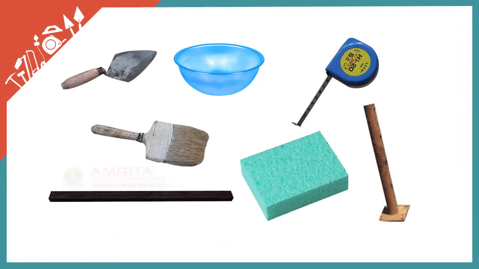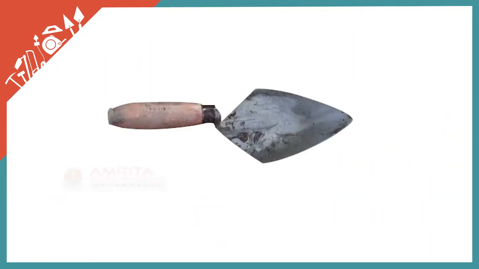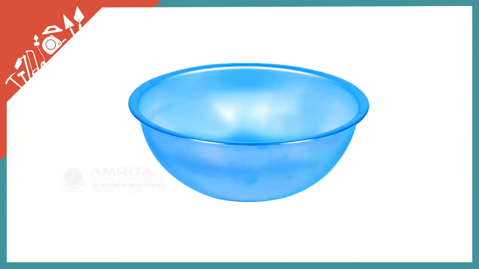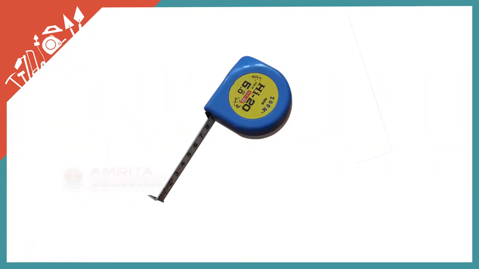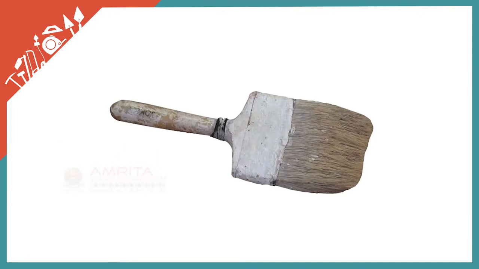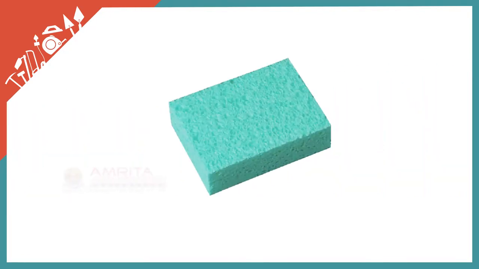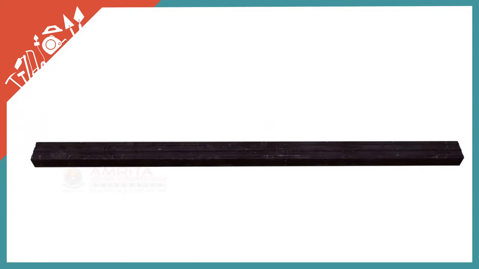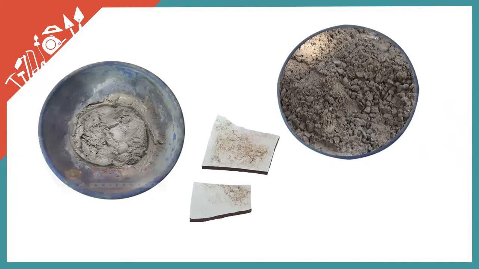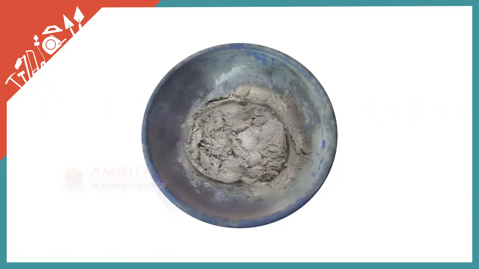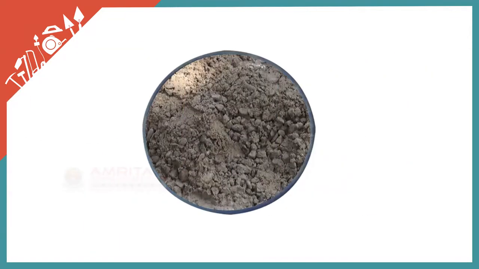Before we go into the procedure, first let's take a look at the tools and materials. The tools are trowel, mortar mixing pan, measuring tape, 4-inch paintbrush, sponge, rammer, straight edge. The materials are cement mortar in the ratio of 1:4, tile pieces, plain cement concrete or PCC in the ratio of 1:4:8.